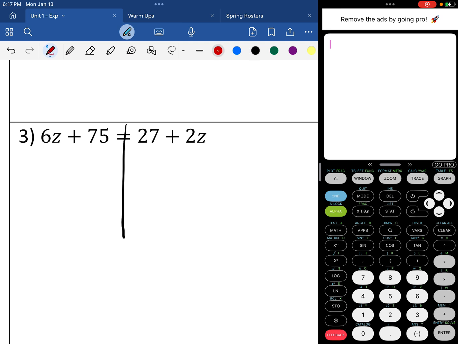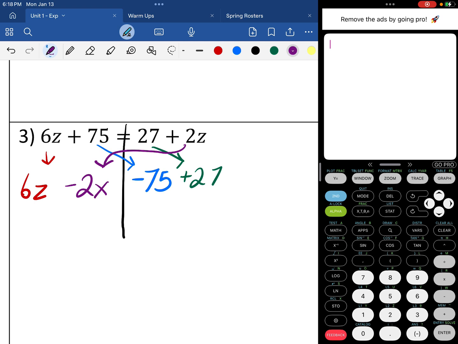All right. So 6z, it has a z, it'll come straight down. 75, it is going to go over, and because it crossed the line, it's going to become negative. 27, it is already on the correct side, so it stays on that side. And then 2z, it's going to go over, it crosses the line, so it then becomes negative.